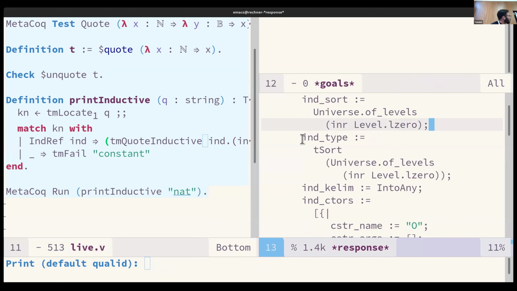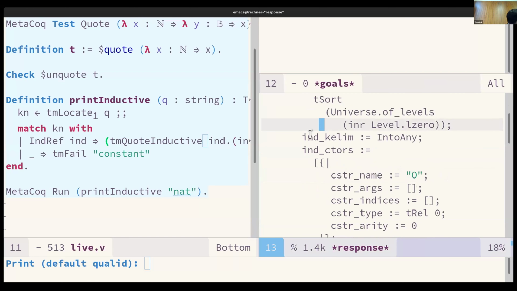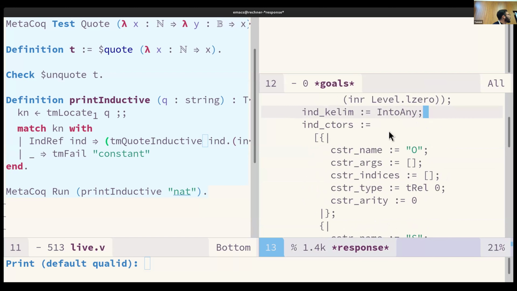Its type thus is this, its sort is that. We can eliminate into any other inductive type. There are no restrictions on eliminations. There are two constructors.